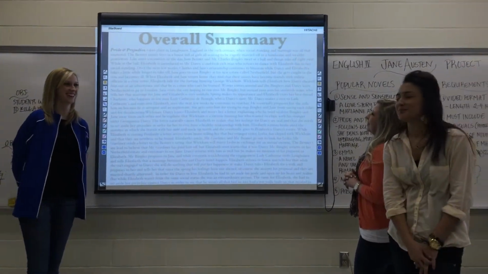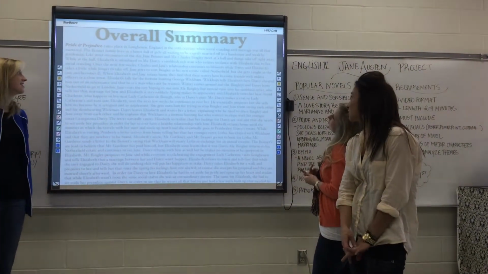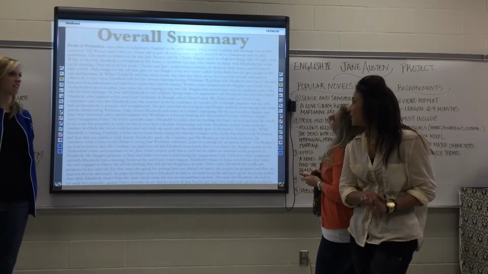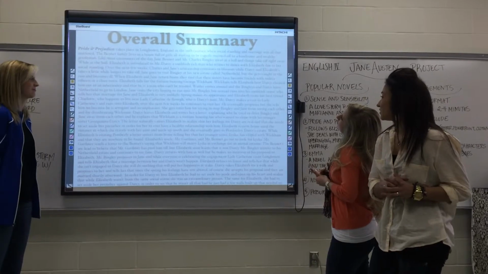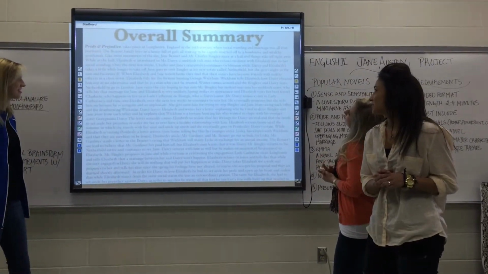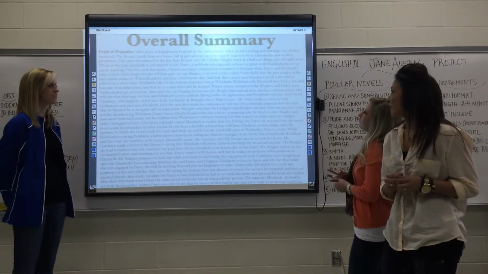Okay, the overall summary. Pride and Prejudice takes place in Longbourn, England in the 19th century when social standing in marriage was all that mattered. The Bennet family lives in a house full of girls, all waiting to be eagerly married off to a handsome and wealthy gentleman. Like most encounters of the day, Jane Bennet and Mr. Charles Bingley meet at a ball and things take off right away.